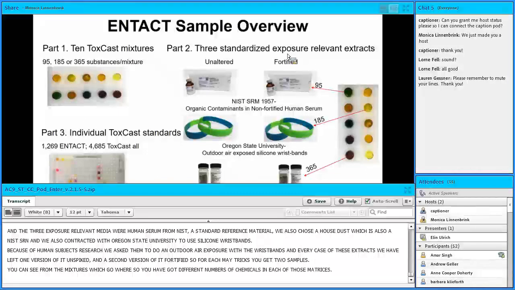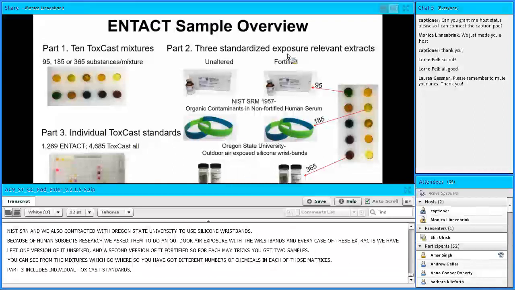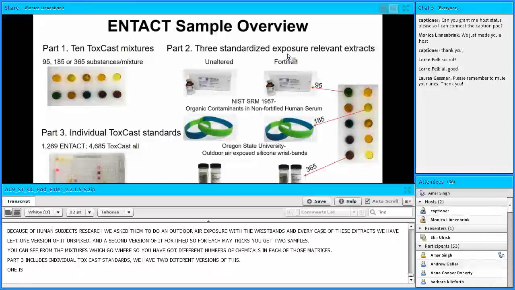Part 3 includes individual ToxCast standards. We have 2 different versions of this. One is for ENTACT chemicals, and there's about 1,300 of those with the individual chemicals on well plates. It turns out to be about 6 well plates.